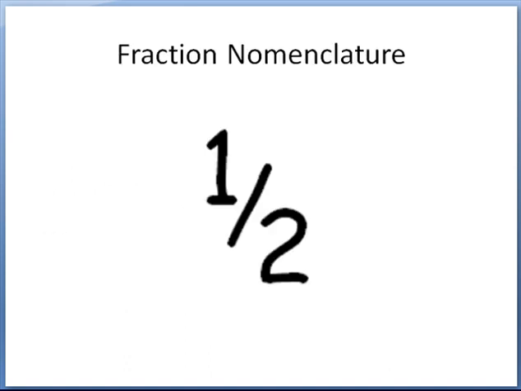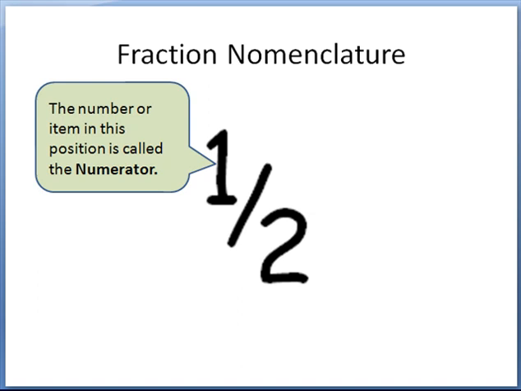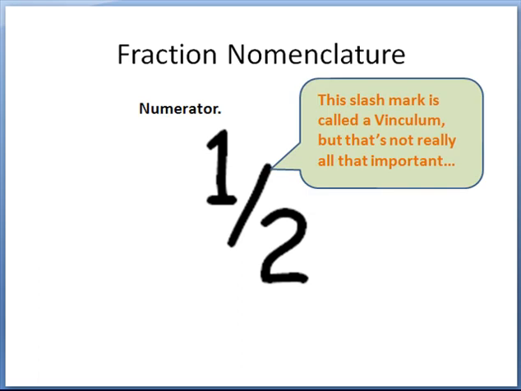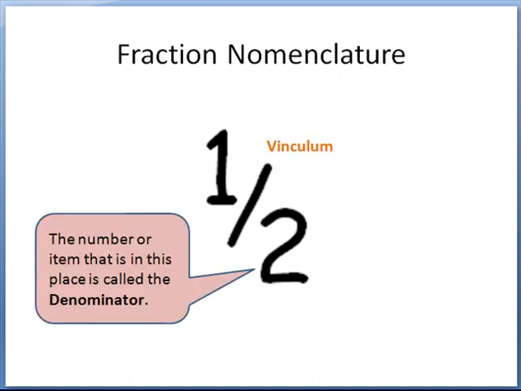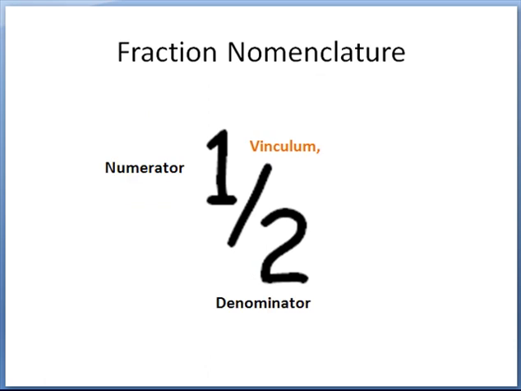Before we get started, we'll take a look at what I'll call fraction nomenclature. That is, what are the names of the parts of a fraction, so that you'll understand those. In this position, we have something that's called the numerator, anything that's in the position above the vinculum, which is that little line right there. And the fact that it's called a vinculum isn't really all that important. So the important stuff is the numerator and, of course, the denominator. So those are the important things for you to know. The numerator and the denominator.